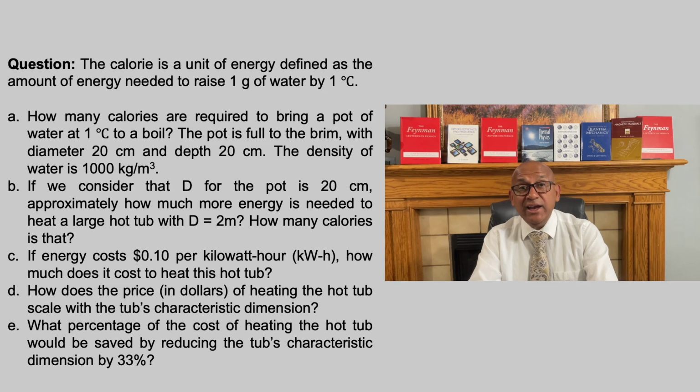A calorie is defined as the amount of energy needed to raise 1 gram of water by 1 degree Celsius. First, we will calculate how many calories are required to heat a small pot of water with specific dimensions. Then we will extend this idea to a much larger system, a hot tub, and compare how much more energy is needed. After that, we will translate this energy into cost using the price of electricity per kilowatt hour. Finally, we will see how the cost scales with the characteristic dimension of the system and what percentage savings we would make if the size of the hot tub were reduced.